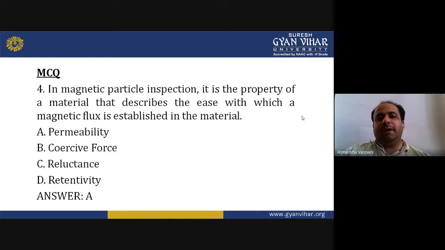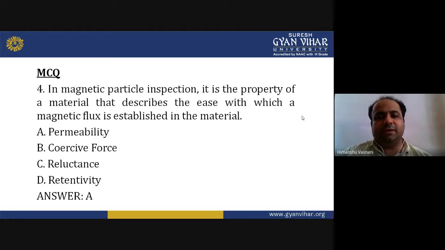In magnetic particle inspection, it is the property of the material that describes the ease with which a magnetic flux is established in the material. We have just discussed this property of the material a few moments before.